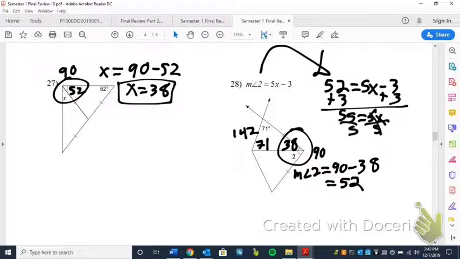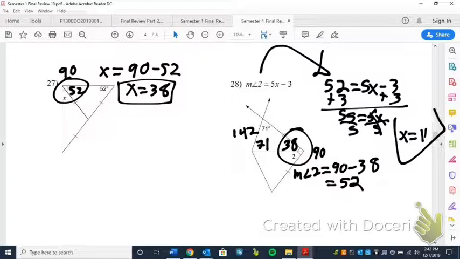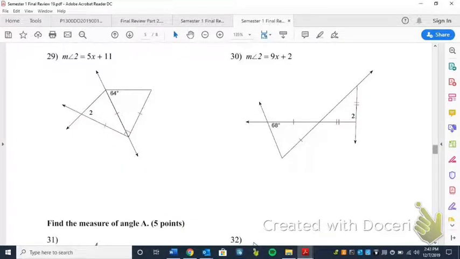Divide by 5. We get x equals 11. And that would be my final answer. 29, same general idea.